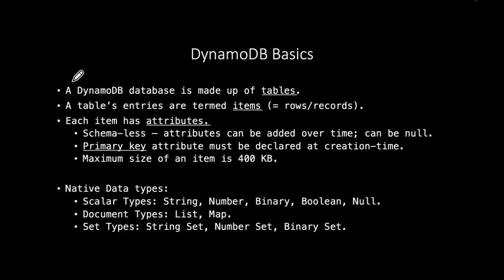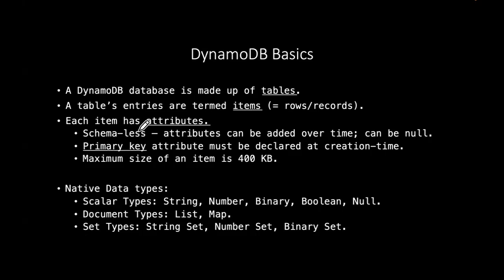Now, every kind of technology has its own language. So in the world of DynamoDB, we talk about tables. Well, we know what a table is from the relational world, so there's nothing new there. However, a table's entries are referred to as items. That's what we would be calling records in the relational world, but for some reason they call them items. An item has attributes. That would be kind of columns in your relational world.